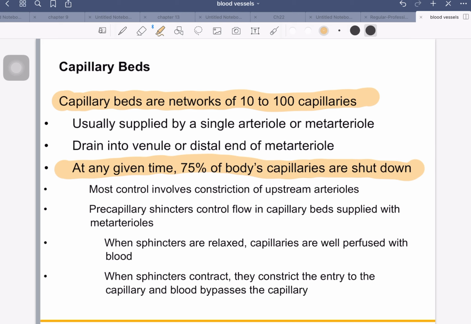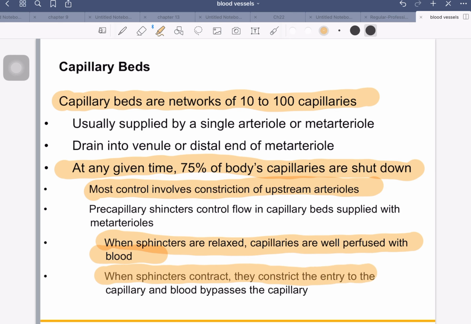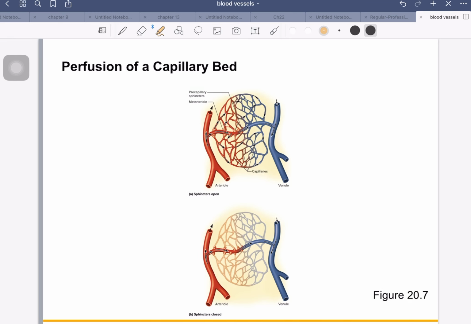So most of the control involves constriction of upstream arterioles, and we also see that they utilize precapillary sphincters to control the flow of blood into capillary beds. Now, of course, when the sphincters are relaxed, the capillaries have a lot of blood flow, so they're very well perfused with blood. And when the sphincters contract, they close off the blood flow to the capillary network.